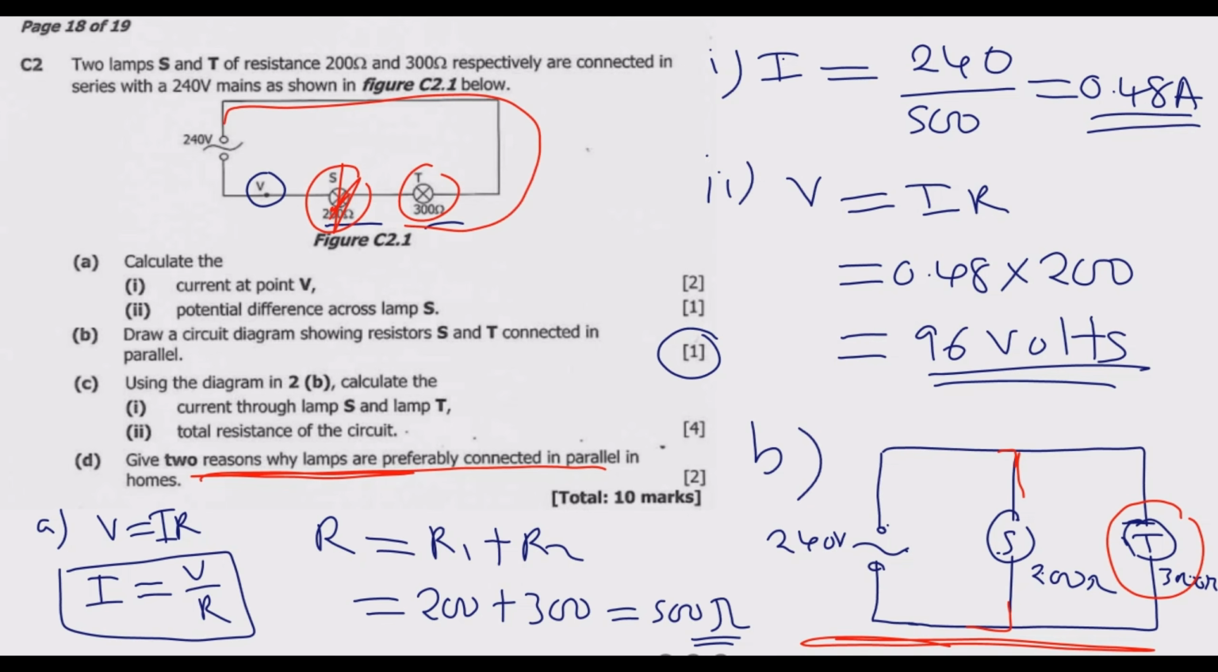So what we discover is in the home, if one bulb is bent, the entire house becomes dark, which is a disadvantage. Whereas even if one bulb is bent, the other will still be on if you use the parallel circuit. So those are the 2 reasons that the lamps are preferably connected in parallel in homes. So basically, this is how you answer this question to get the 10 marks.